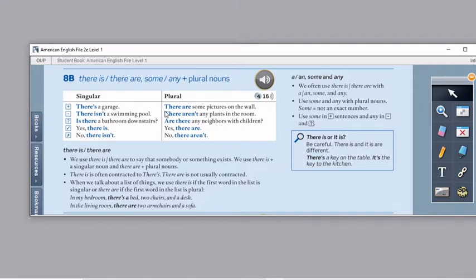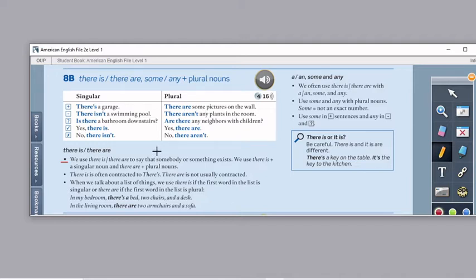Now, we have the explanation. There is, there are. So, first bullet point. We use there is, there are to say that somebody or something exists. We use there is plus a singular noun and there are plus plural nouns. So it all depends on what exists or what doesn't exist, and whether it's singular or plural, that we use there's or there are.